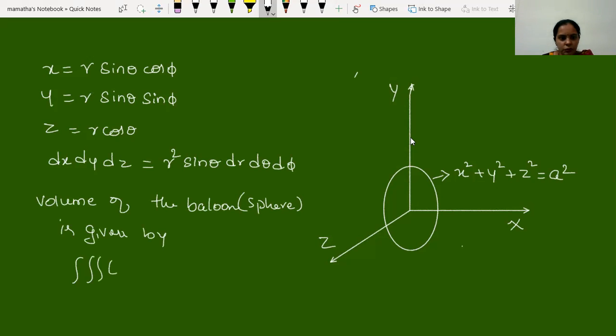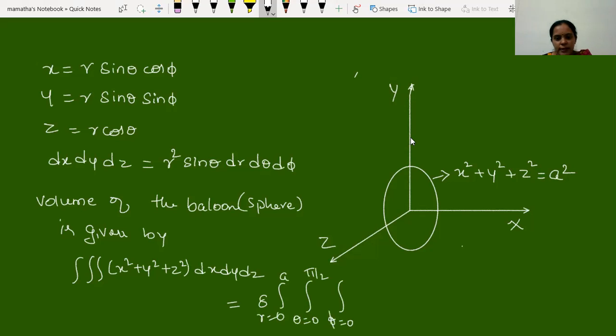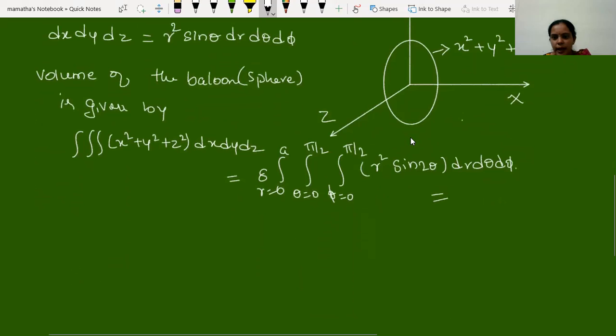the triple integral of x square plus y square plus z square into dx dy dz. It is in Cartesian form. After converting the same to polar form, we have 8 into the integral over r from 0 to a, theta from 0 to pi by 2, and phi from 0 to pi by 2, of r squared sin theta dr d theta d phi. After getting the answer for this integration, we have 4 pi a cube divided by 3. This gives our volume of the sphere.